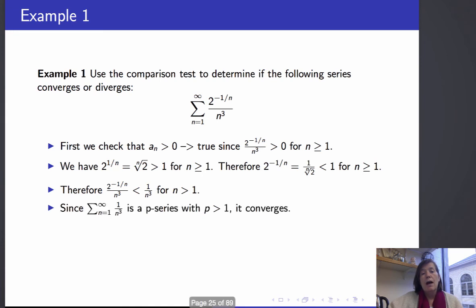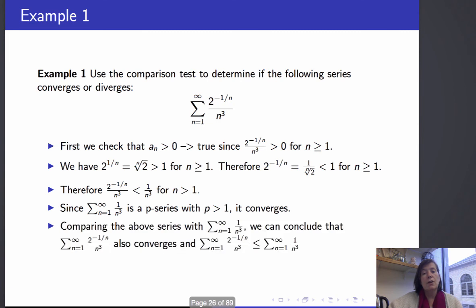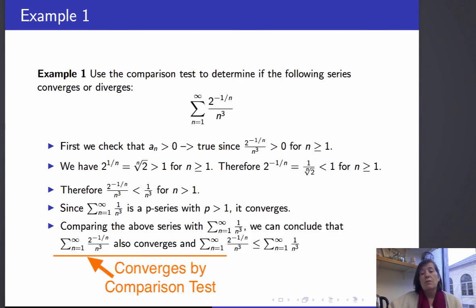And now we can compare the series, the sum of 2 to the minus 1 over n cubed, to the series, the sum of 1 over n cubed. The sum of 1 over n cubed is a p-series with p bigger than 1, so we already know it converges. So therefore we can conclude that the sum of 2 to the minus 1 over n cubed is less than or equal to the sum from 1 to infinity of 1 over n cubed, which we know is finite.